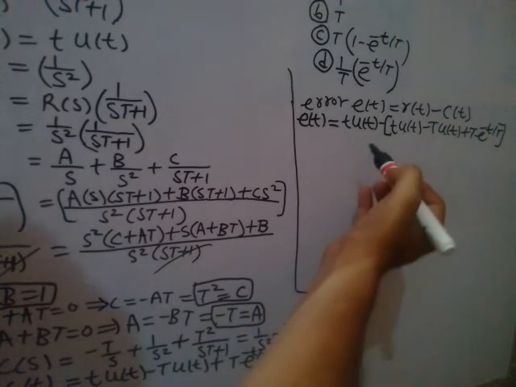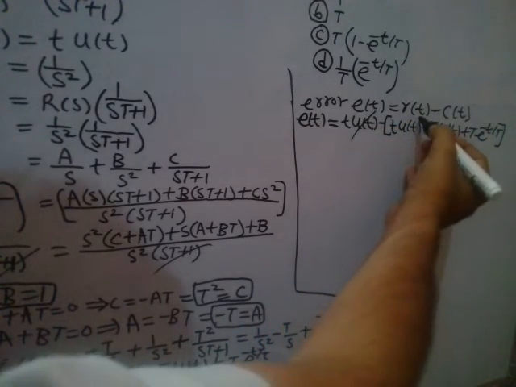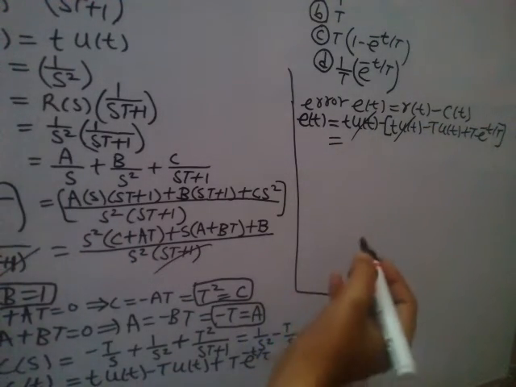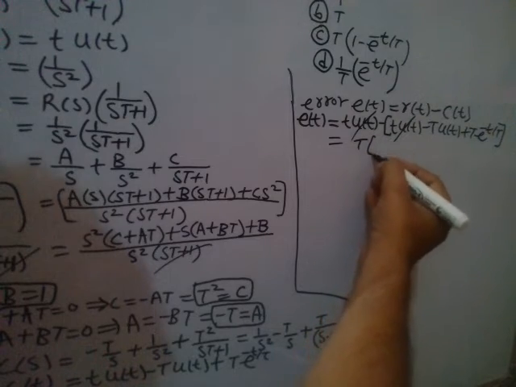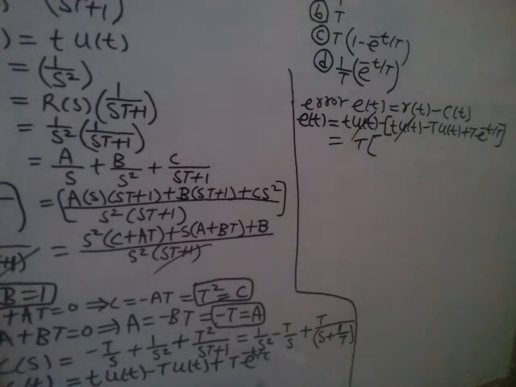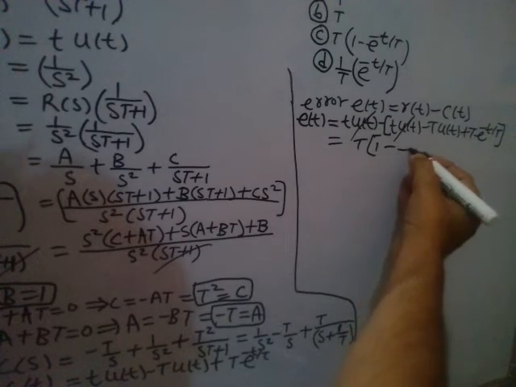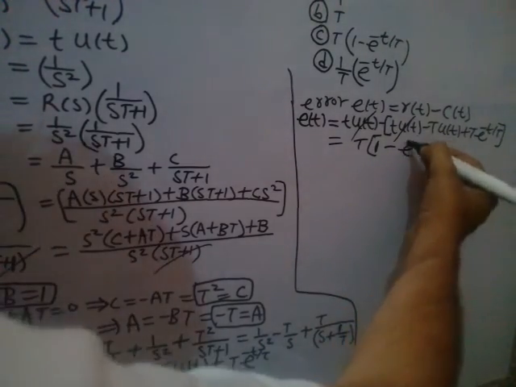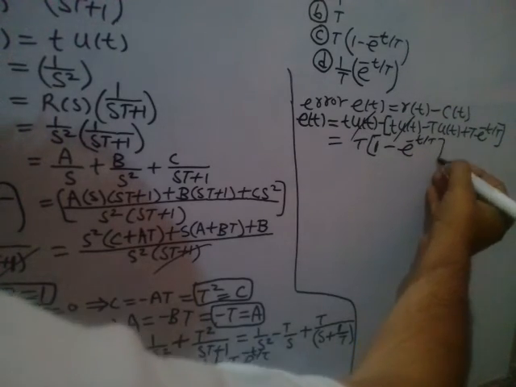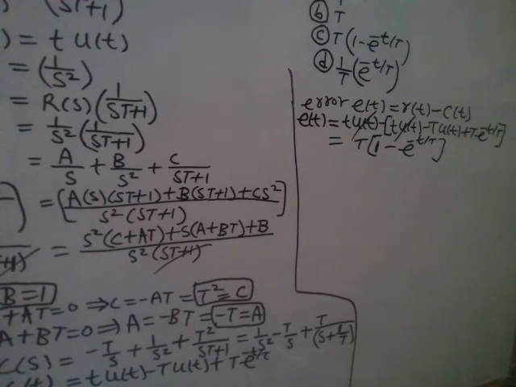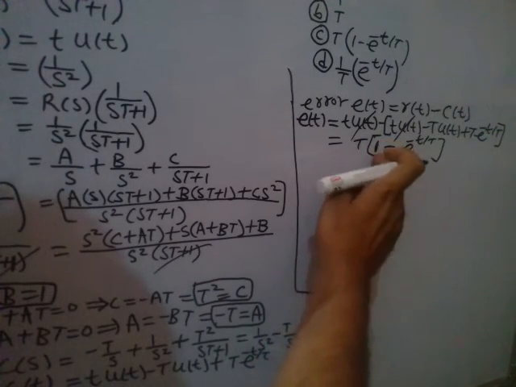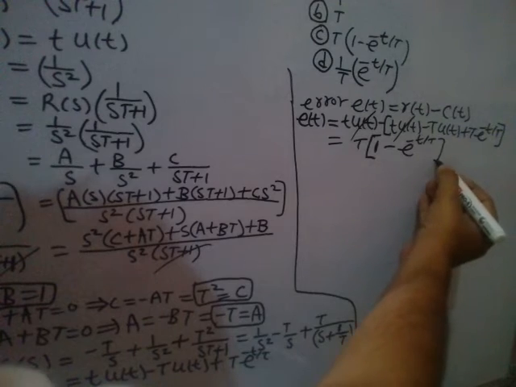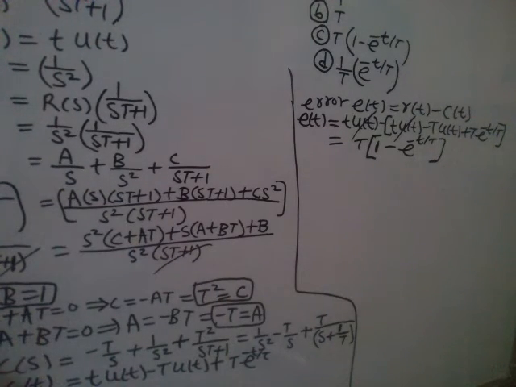So now t u(t) and t u(t) get cancelled from here. Finally you are left with T in the bracket. It will become 1 minus e to the power minus t by T. So that is the error signal e(t) in time domain.